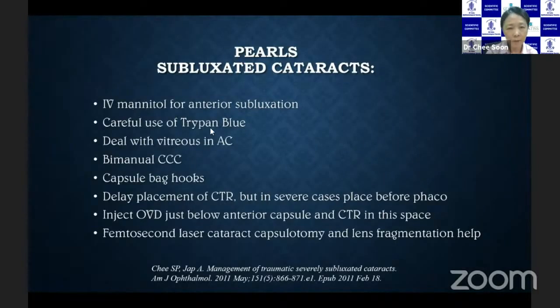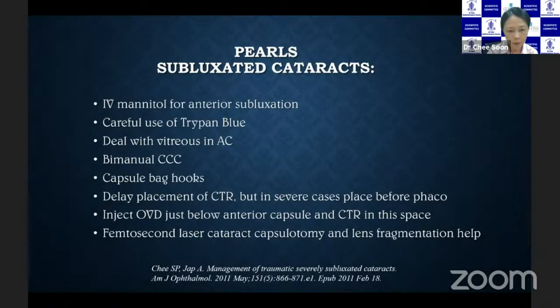You need to be very careful when you use trypan blue, as I showed you in the second case with the white cataract. The VisionBlue actually went to the back and stained the vitreous. It makes you lose that good red reflex, which helps you in the surgery. If you see vitreous in the anterior chamber, you must always deal with that first, by manual CCC when there is weakness that's very severe, like what I showed you in the third case.